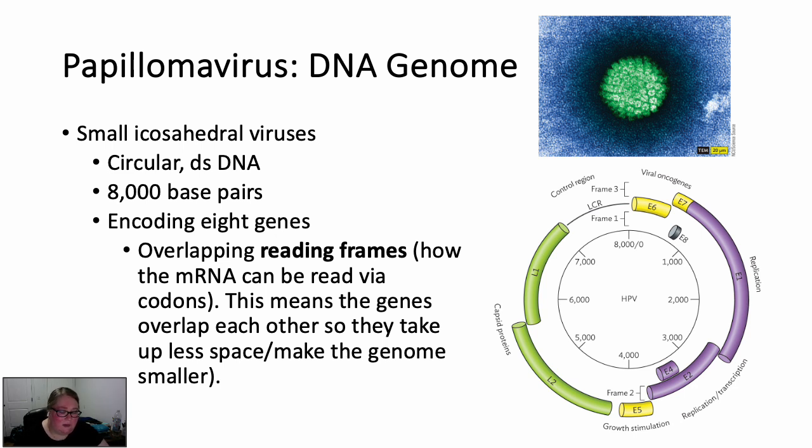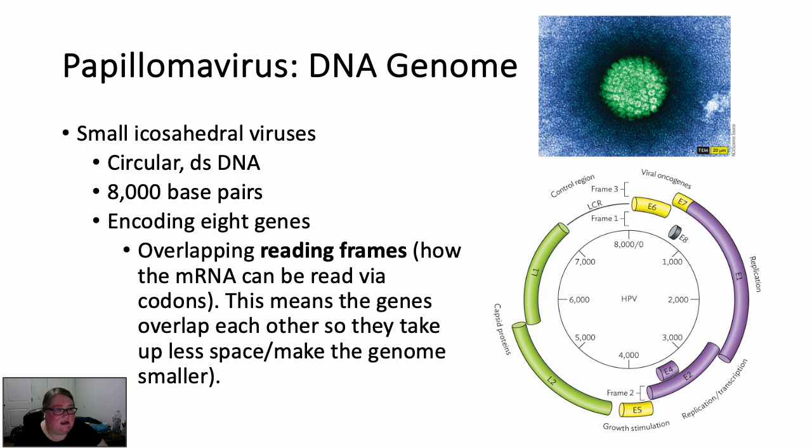So let's talk real quick about the papillomavirus genome. It's a DNA genome. It's circular. It's double-stranded. It consists of about 8,000 base pairs. The papillomavirus falls underneath our icosahedral viruses. Now, the papillomavirus genome codes for about 8 genes.